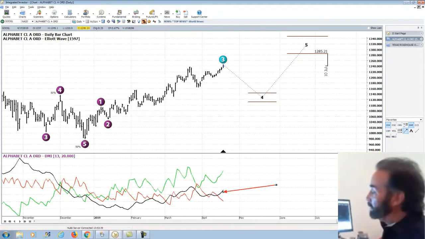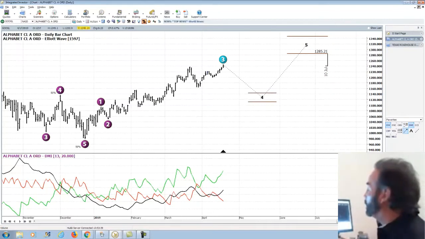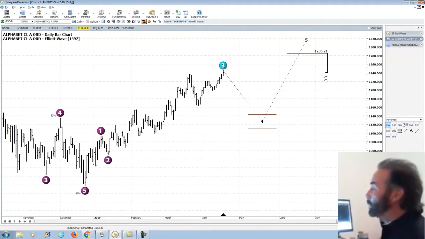The black line is the ADX, which gives you an indication of the strength. It's broken above 20. It's between the two directional indicators. That, according to the DMI, means that the trend is strong and likely to continue. So we've got a good strong wave 3. Looks like it wants to continue. So we go ahead and put on a long call spread on Google in order to take advantage of what is expected to be a continued run to the upside.